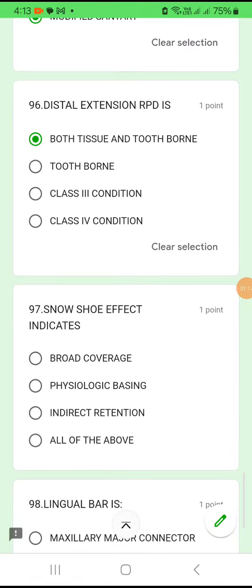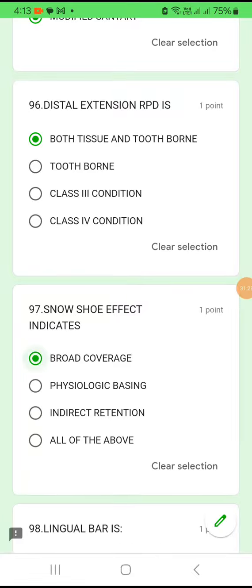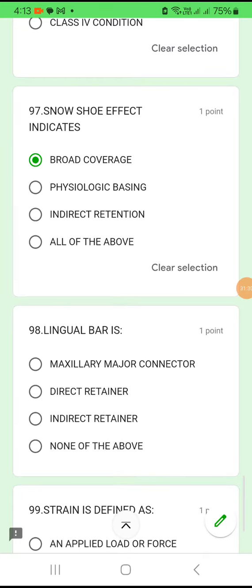Question number 97. Snowshoe effect indicates what? It indicates broad coverage of physiological basing or indirect retention, all of the above. Okay, snowshoe effect means you should have a very good coverage. So broad coverage.